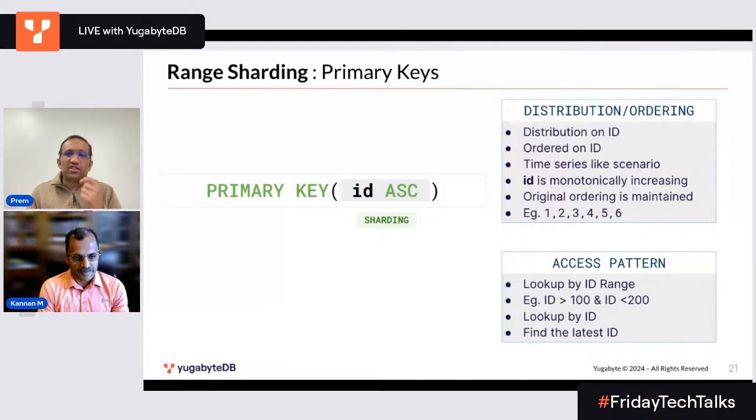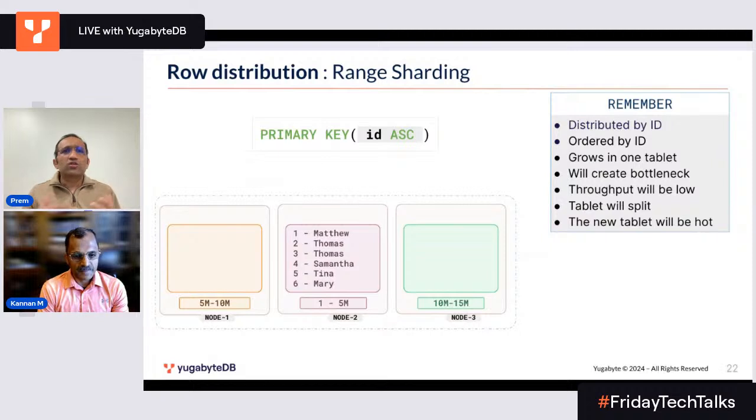Let's see how data is distributed when you range shard on ID. As the rows come in, the data is stored sorted on ID in ascending order as defined in the primary key. The data is already coming in ordered fashion. As I said, ID is a monotonically increasing number. The data grows in only one tablet, even though there are other tablets. This is a significant key difference between hash and range sharding, but this is only a corner case. But I just want to point that out.